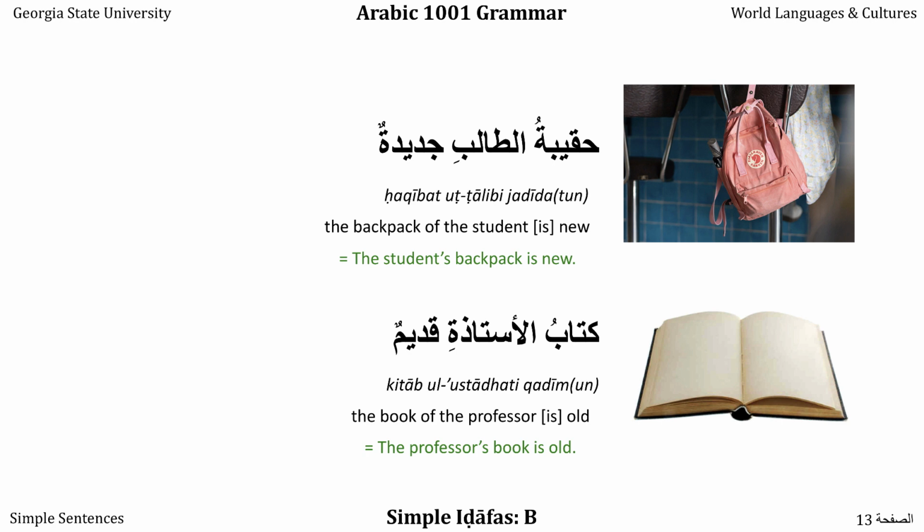If we put full markings on these words, both haqiba and kitab get single dhammas. They're definite because they're owned, and they're in the marfu' case by default, so that's why we get a single dhamma. At-talib and al-ustadha both get single kasras. They're definite, and they're in the majrur case because they're non-first words in an idafa. But jadida and qadim get tanween ad-dam because now they're the predicate of the sentence. And again, by default, the predicate of the sentence is in the marfu' case.